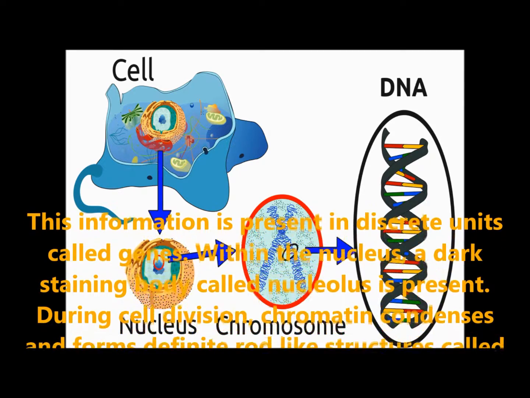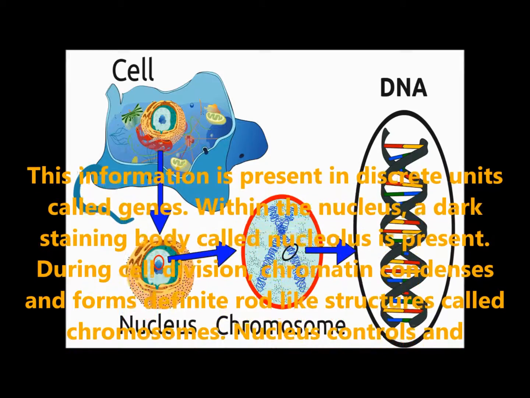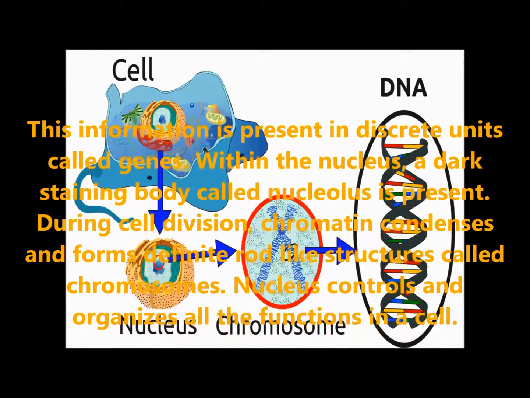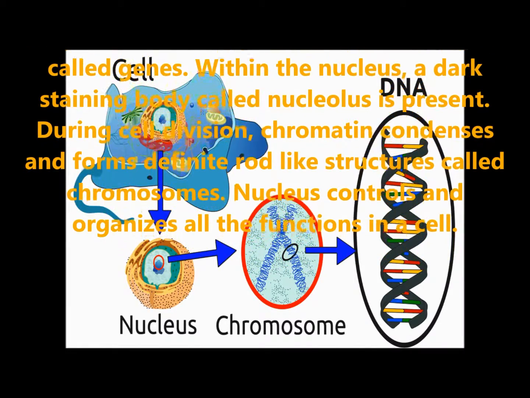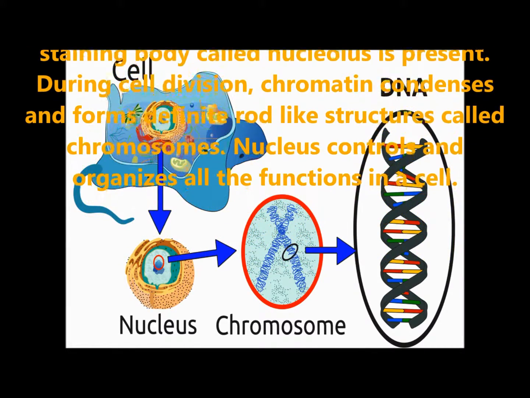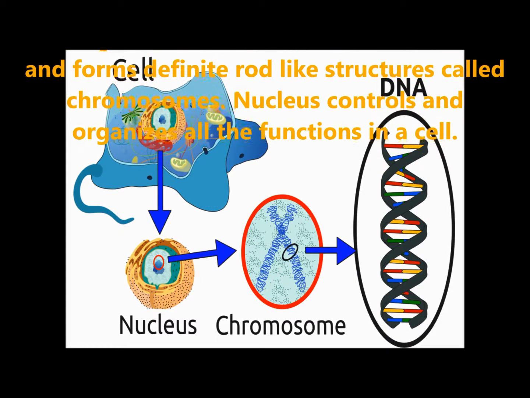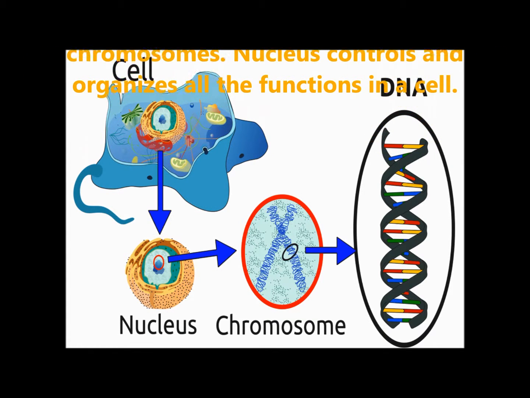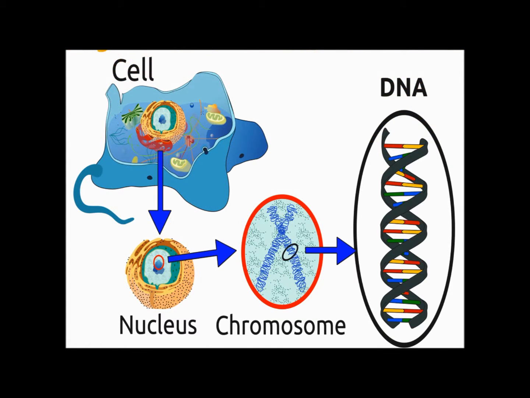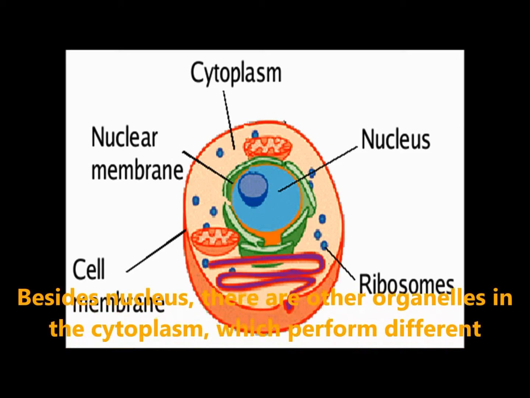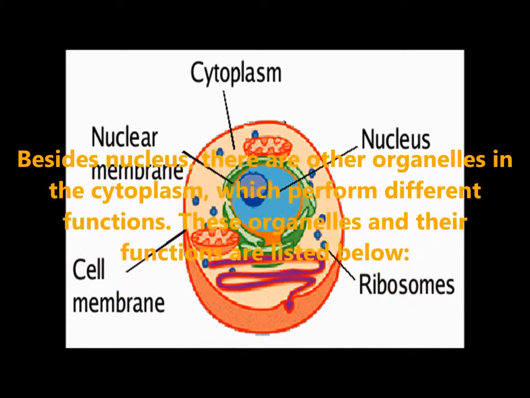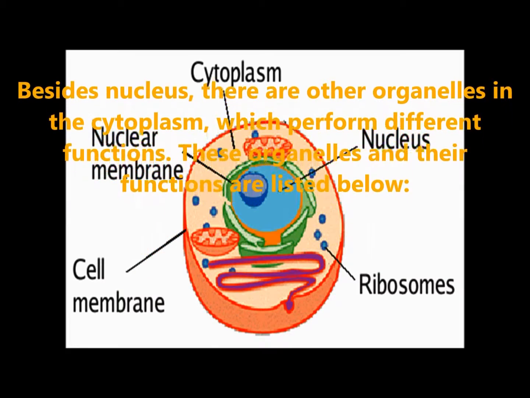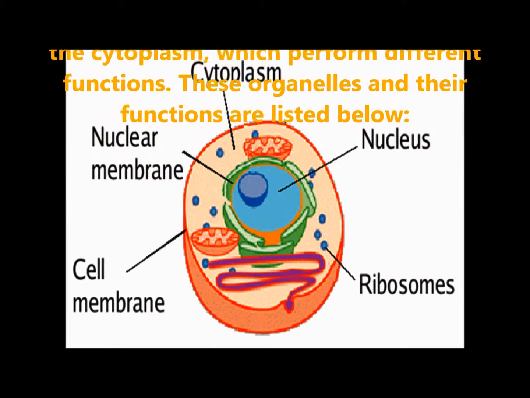Within the nucleus, a dark staining body called nucleolus is present. During cell division, chromatin condenses and forms definite rod-like structures called chromosomes. The nucleus controls and organizes all the functions in a cell. Besides the nucleus, there are other organelles in the cytoplasm which perform different functions. These organelles and their functions are listed below. Let us see.